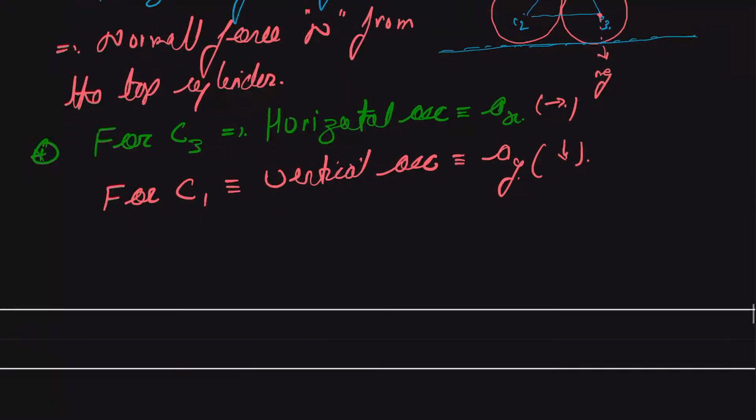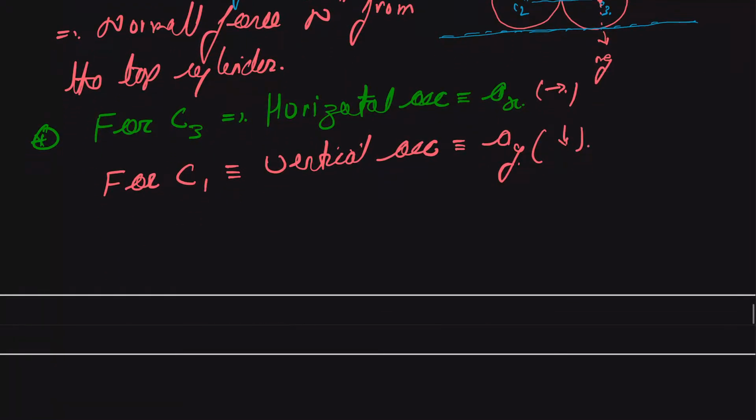So it means that C1 is moving in the downward direction with the acceleration of A of y, and our C3 is moving towards the right with the horizontal acceleration of A of x.